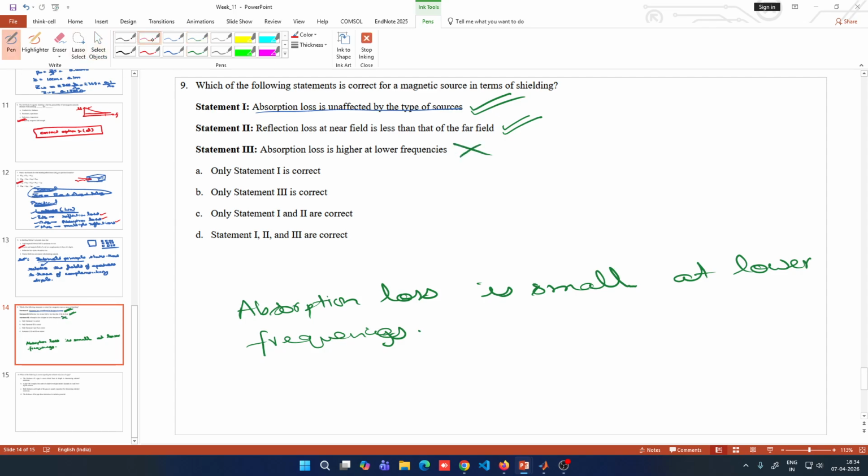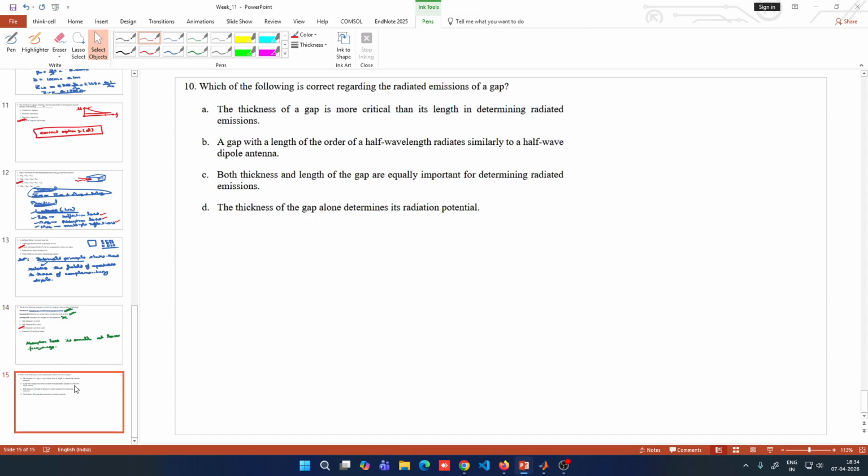So if you match it with the given options, only options 1 and 2 are correct. So option C is correct. I hope this is clear. If you have any doubt, please let me know. Okay, sir. If this is clear, then we will move on to question number 10.